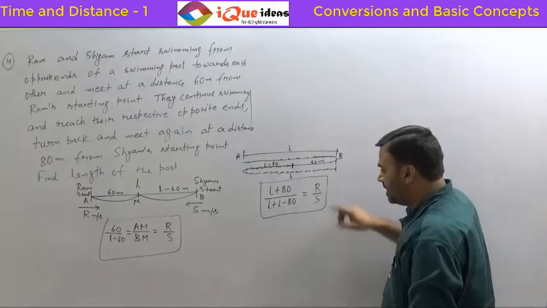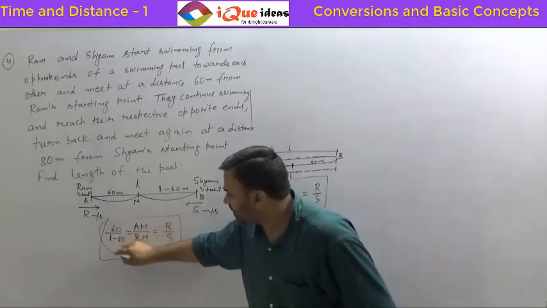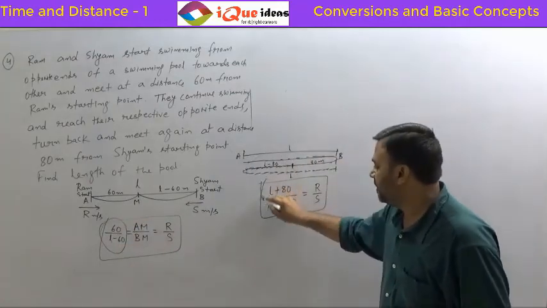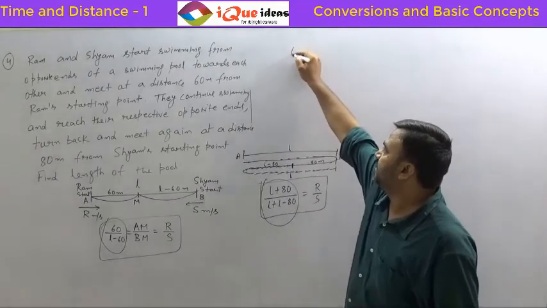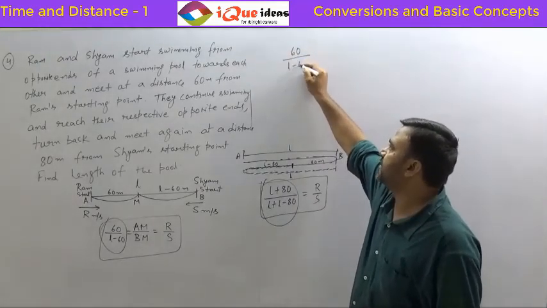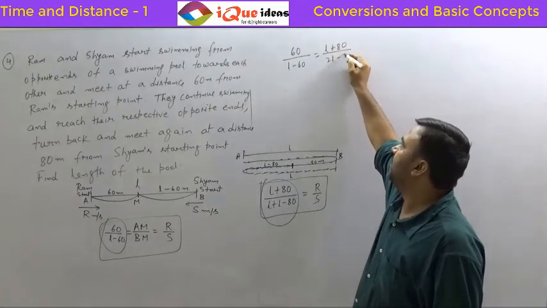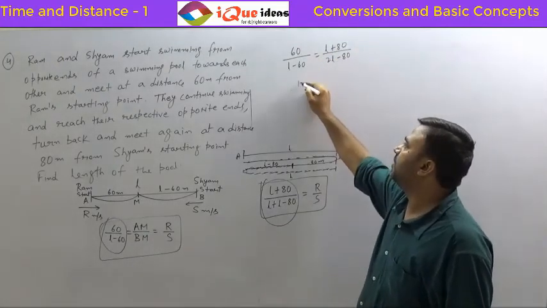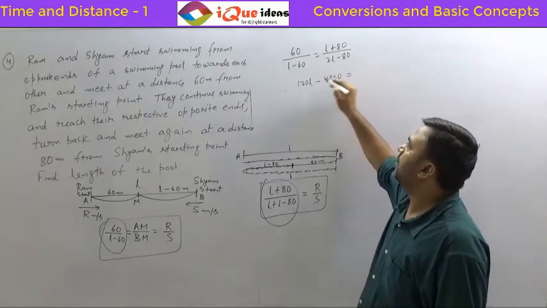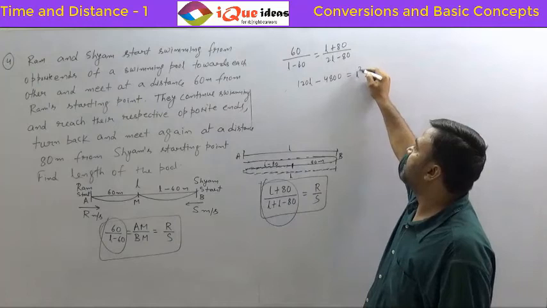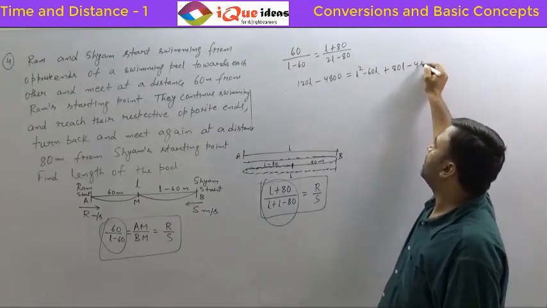Okay. Now ratio R by S is same in both the cases. So if you equate these two expressions, 60 by L minus 60 and L plus 80 by 2L minus 80, you will get your answer. Let's write it here. 60 upon L minus 60 equal to L plus 80 upon 2L minus 80. Cross multiply, so you get 120L minus 4800 is equal to L minus 160 into L plus 80, so it is L square minus 60L plus 80L minus 4800.